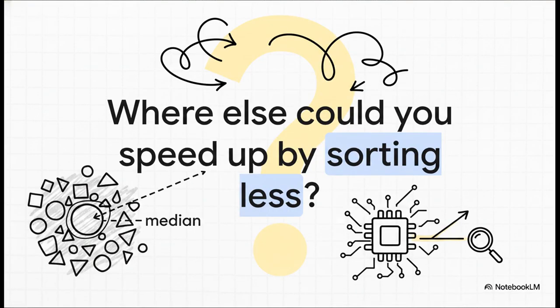Which leaves us with a really fascinating perspective on optimization. The core lesson here isn't just about writing better computer code. It's about how much time, energy, and money we waste trying to perfectly organize absolutely everything when we really only need to find one specific thing. If you only need the median, don't sort the whole pile. So it begs the question, where else could we be working smarter, pruning the useless data, and just finding our answer?